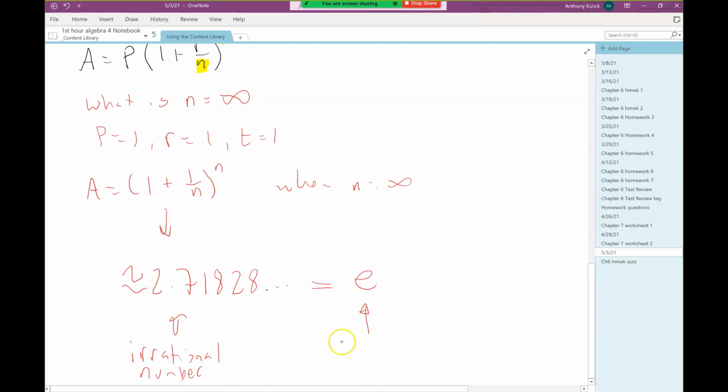Sometimes this number e is called the natural base, or sometimes it's called Euler's number. We name that number e to honor the mathematician Leonhard Euler, as he was the one that developed the mathematics that we illustrated there.